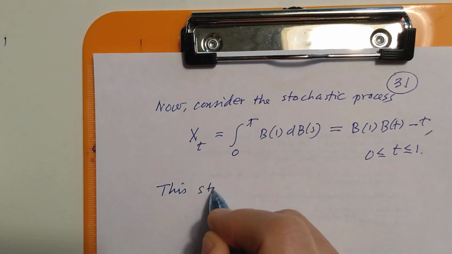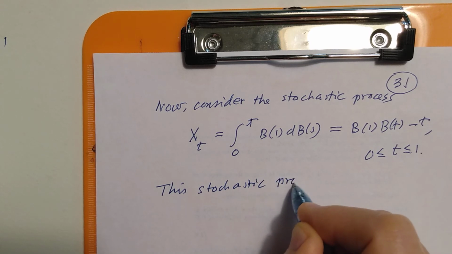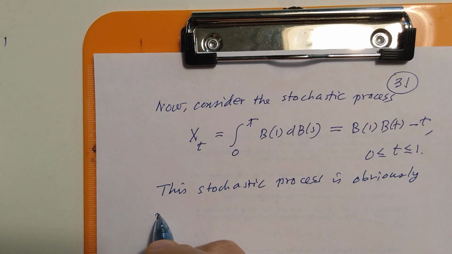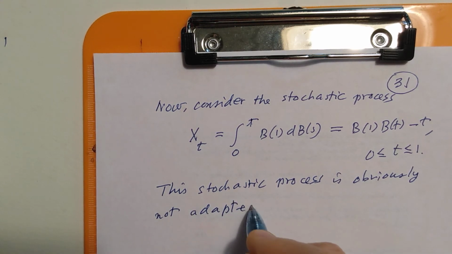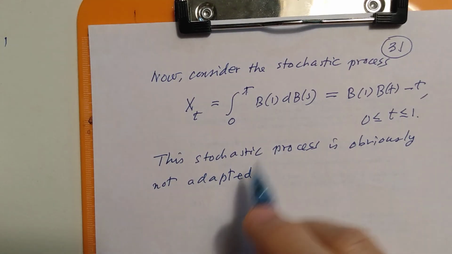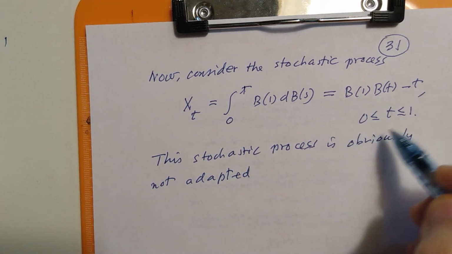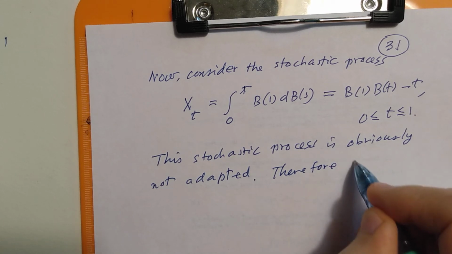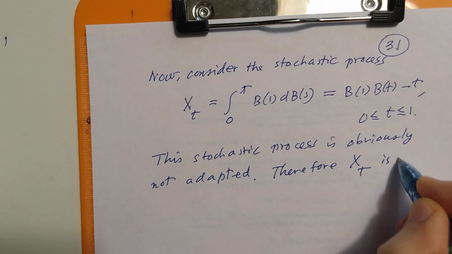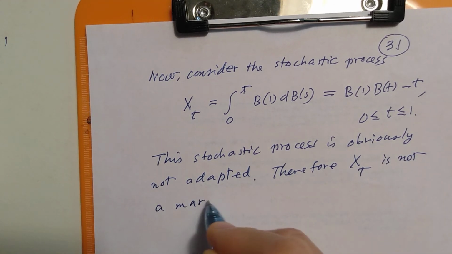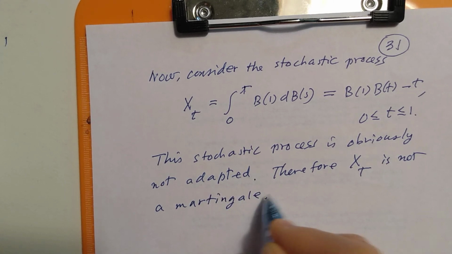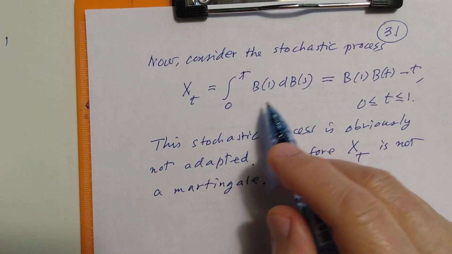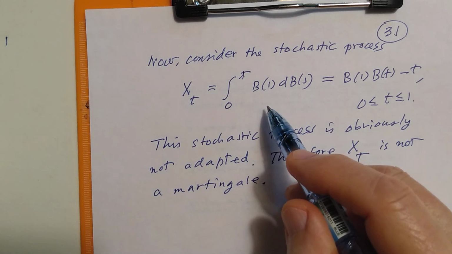This stochastic process is obviously not adapted with respect to the filtration given by the Brownian motion B_t, because you see here t is between 0 and 1, and here it will be B1. Therefore, X sub t cannot be a martingale. It's not a martingale. This stochastic integral is actually the simplest stochastic integral in the new theory. And it gives us many ideas.